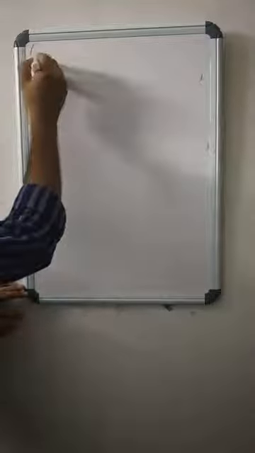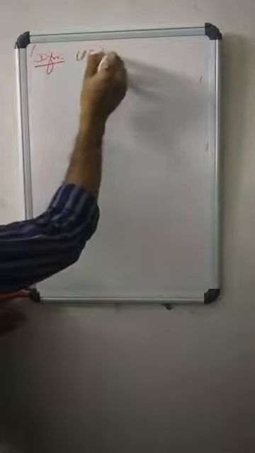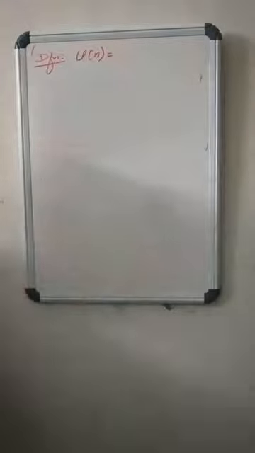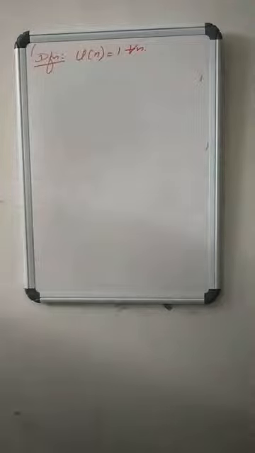Now we define the unit function. What is a unit function? There is a unit function u of n, so u of n equals 1 for all n. So this is the unit function. The unit function is also an arithmetic function which is defined as u of n equals 1 for all n.